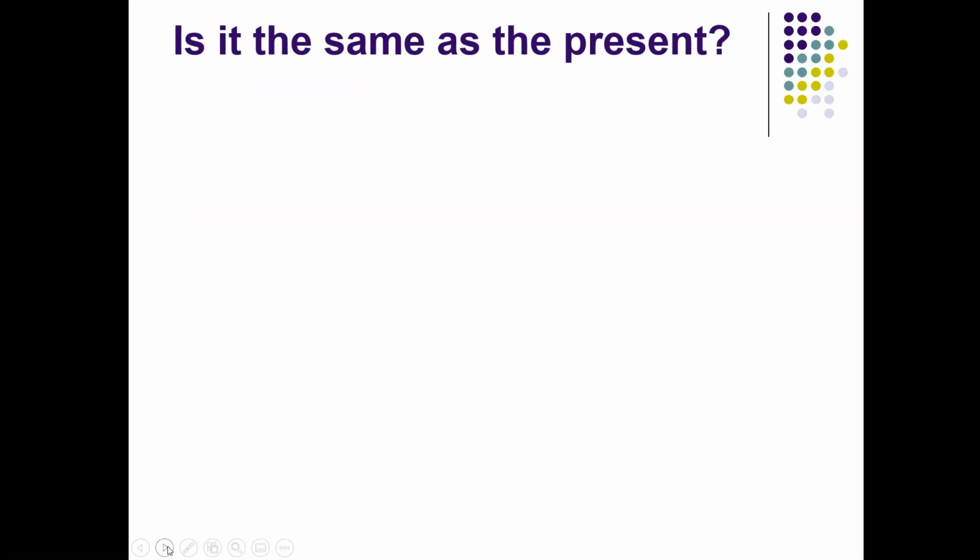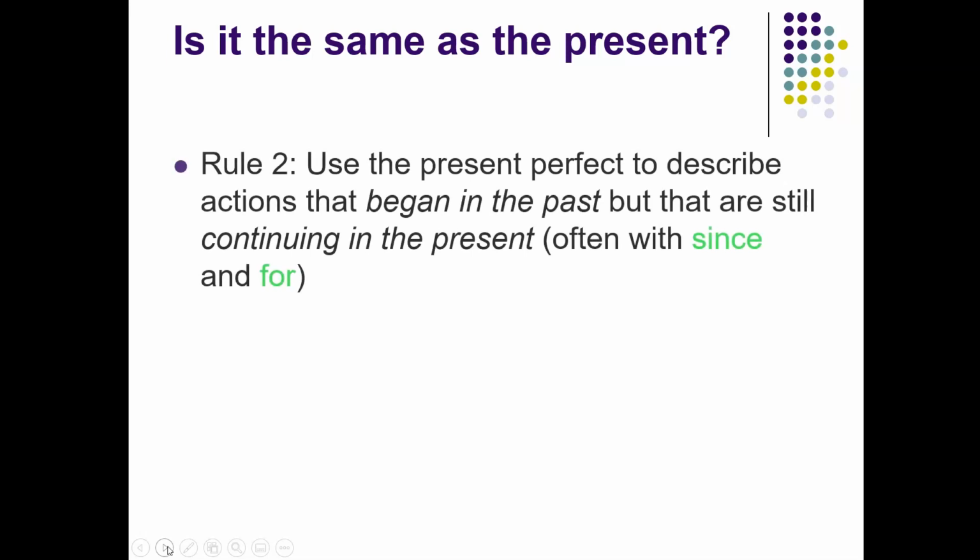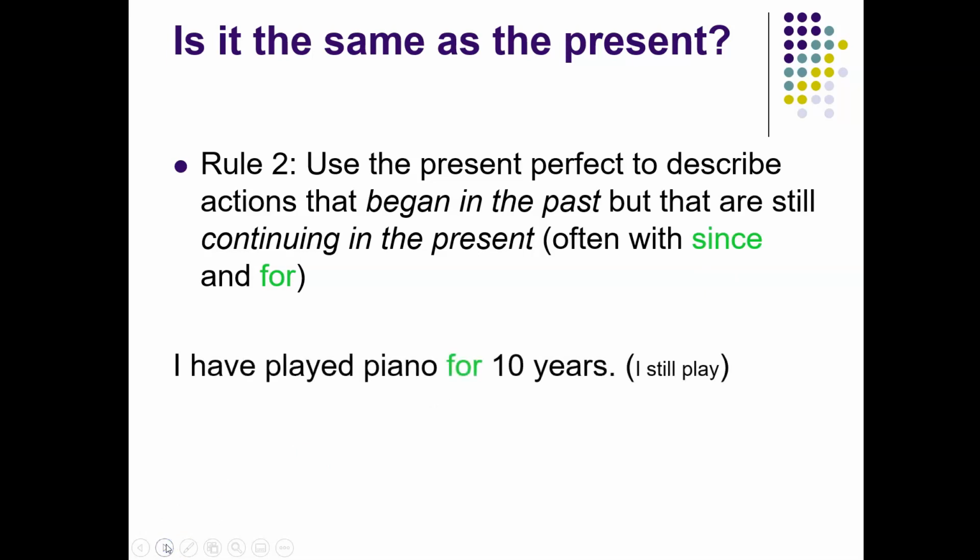Some people say, well, is it the same thing as the present because we call it the present perfect? No, not necessarily, because the second rule, and these two rules are independent of each other, is that we use the present perfect to describe an action that began in the past, but it is still continuing in the present. So it's still continuing now at the time of speaking, but we know that it began in the past, and we often know when the action started, and we use the keywords since and for, and all, but since and for in particular.